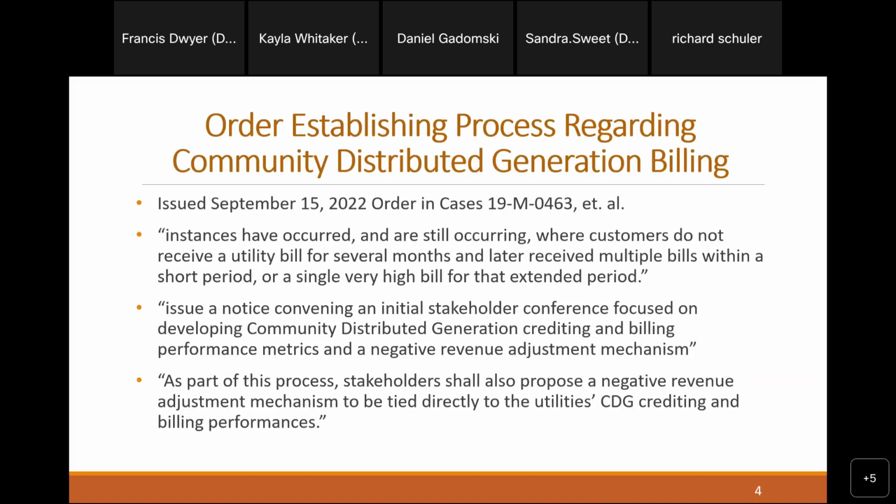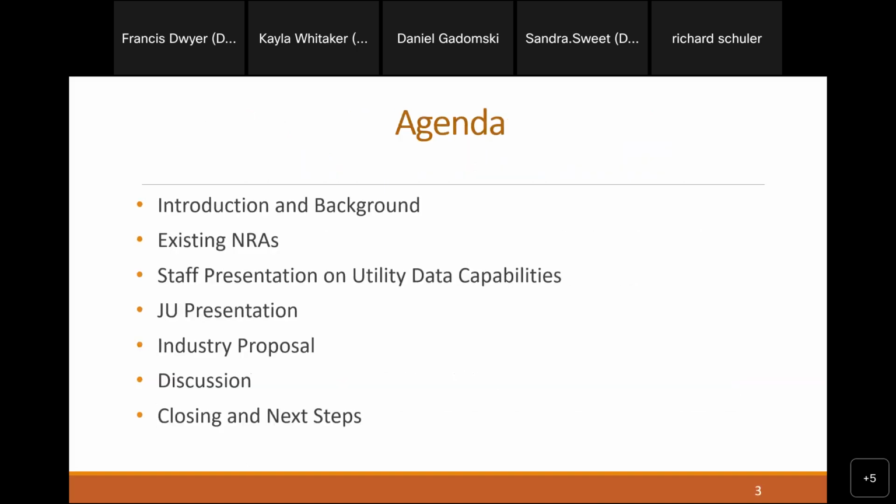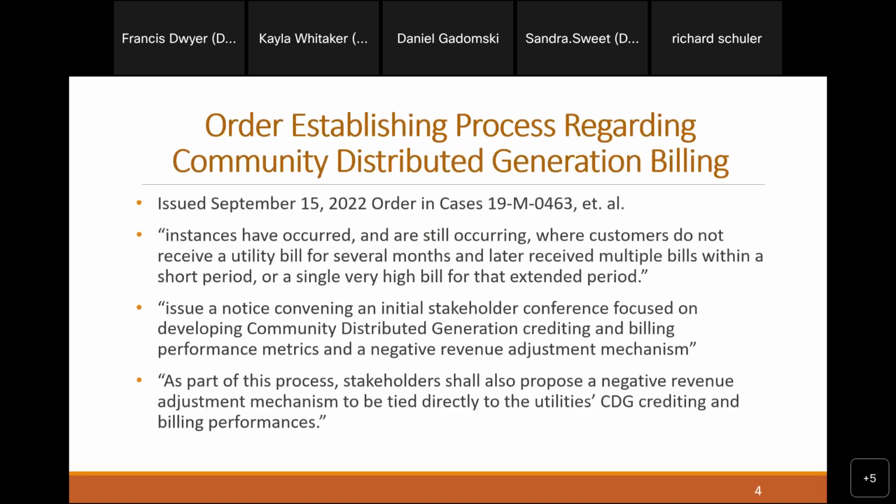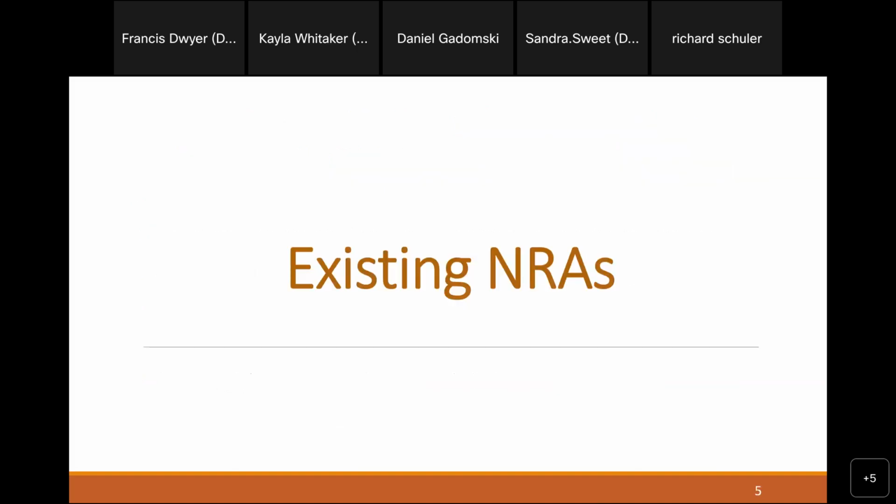So real quick, I'm not really going to go over this. This is the order from September. We went back up. There we go. The order from September that set up this process, recognizing some of the ongoing issues with the billing of CDG, and directed this stakeholder group to get together and work on the development of performance metrics. We can go on to the next slide.